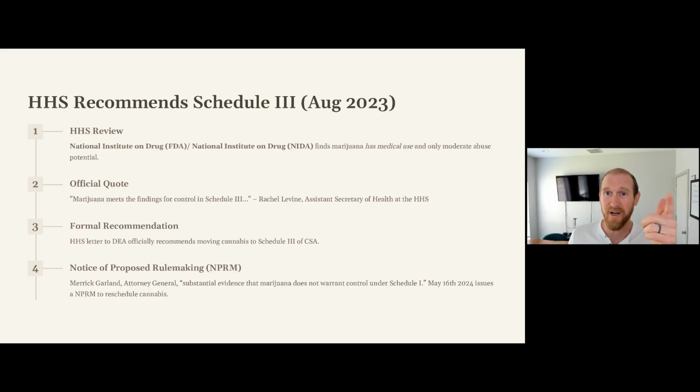So here we go, National Institute. This is what I just got done saying. The official quote: marijuana meets the findings of control in Schedule III by the Secretary of Health. It wrote this formal recommendation. The HHS letter to the DEA officially recommends moving cannabis to Schedule III. And then we got a notice of proposed rulemaking. Merrick Garland, Attorney General: substantial evidence that marijuana does not warrant control under Schedule I. So this was back in 2024.